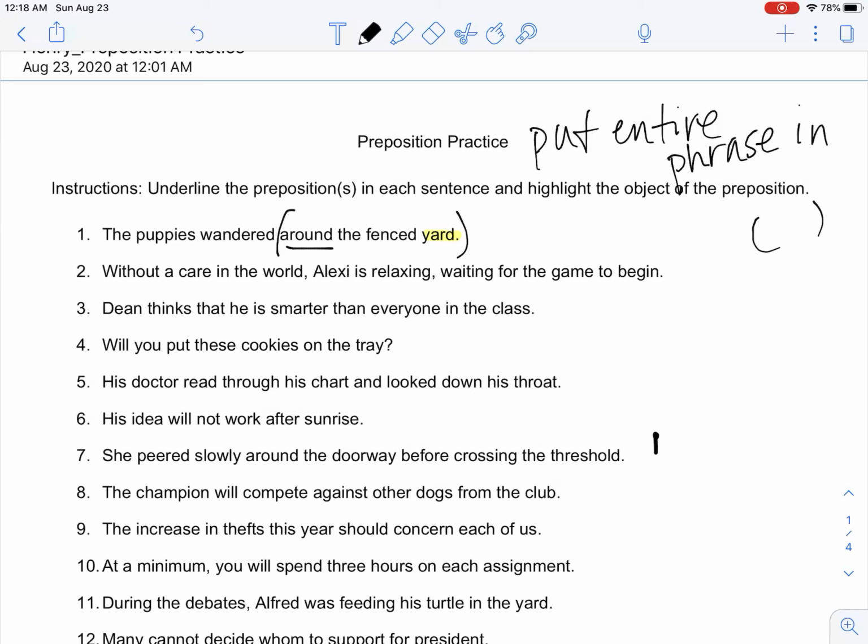All right, so if you consult the list, you will see that without is a preposition. Without what? Care. So care is the object of the preposition. But this is what we have. We have here a pair of back-to-back ones because in is also a preposition. In what? The world. So without a care and in the world. Now, there are more further on in the sentence. If you look at for, for what? Game. So put that in there.